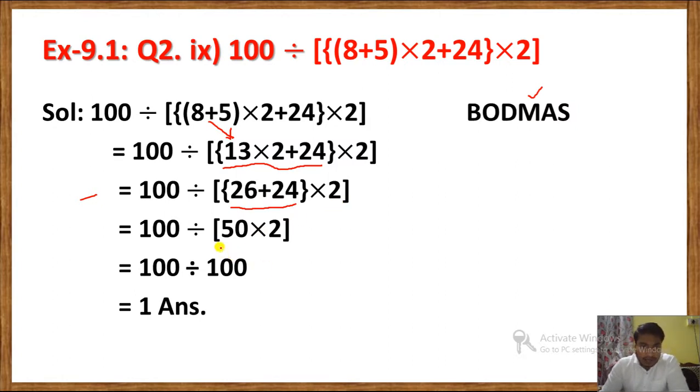Now we have to do the work of this bracket, and the rest we write as it is. So 100 divided by, from here we got 100, since 50 into 2 is 100. When we divide we'll get 1. Understood? So this is how you have to solve this question.